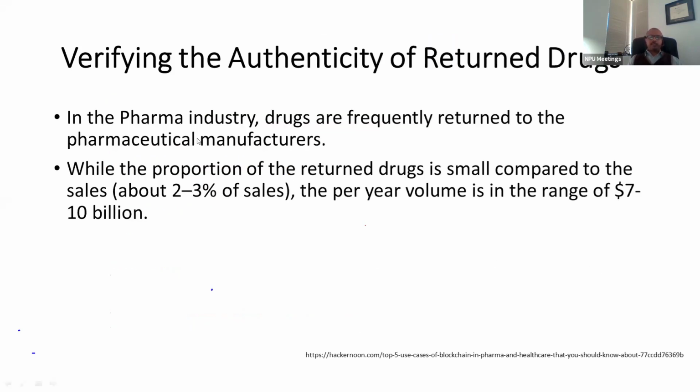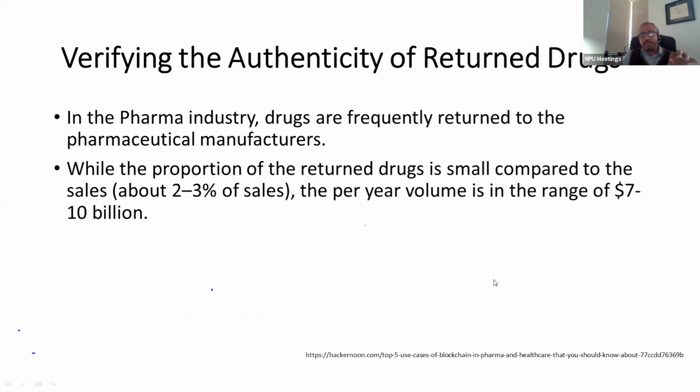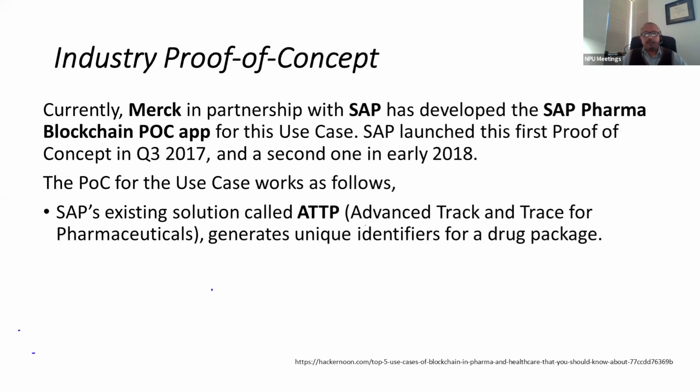For returned drugs, an application called ATTP by SAP is used, and Merck is using this application, Advanced Track and Trace for pharma. This one is used to identify the information about the medications. So when you return one, it confirms that it's coming from one of our medications, and that people are not fooling the company by returning something which is not theirs.